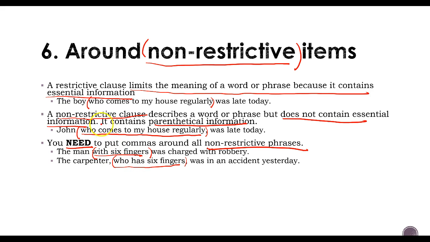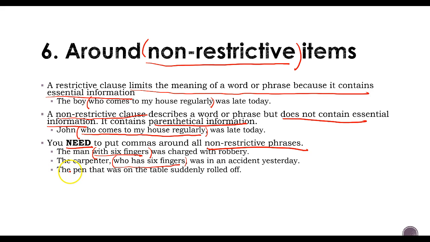The test for it is if you can take the phrase out and it doesn't alter the meaning of the sentence that much, then it's probably non-restrictive. The carpenter, cover up who has 6 fingers, the carpenter was in an accident yesterday, still makes sense. The 6 fingers isn't that important. The man was charged with robbery is much different than the man with 6 fingers was charged with robbery. So the sentence loses meaning if we take it out. So that's how you test if something's restrictive or non-restrictive.